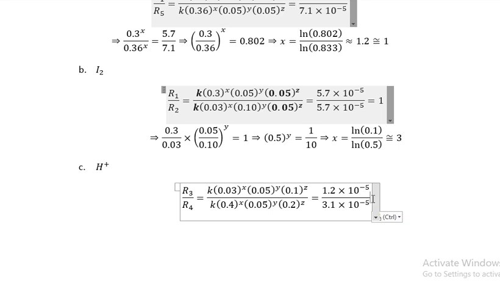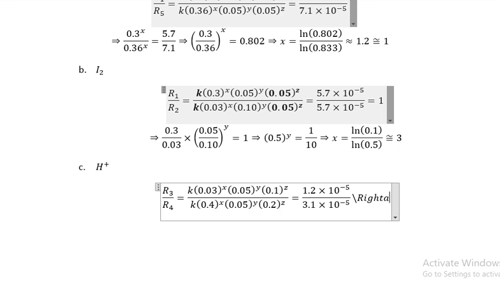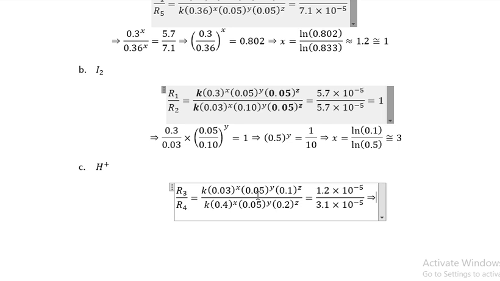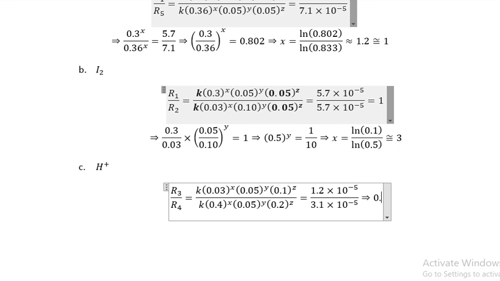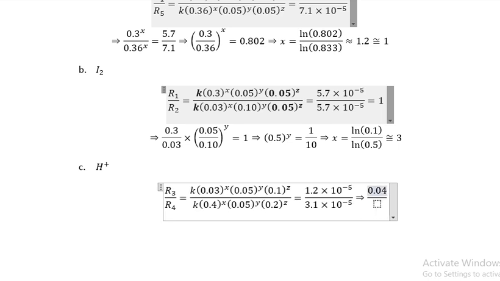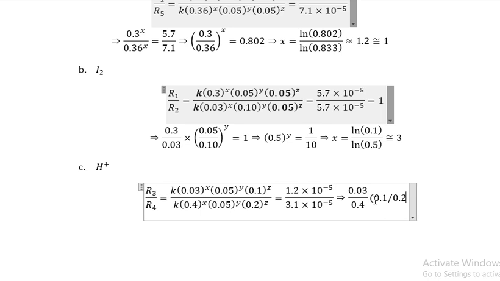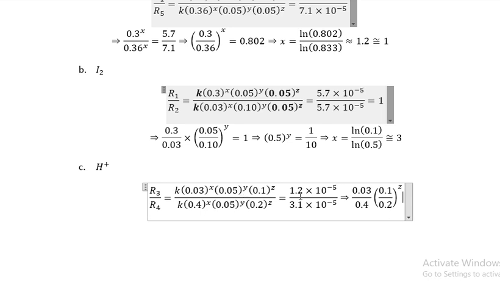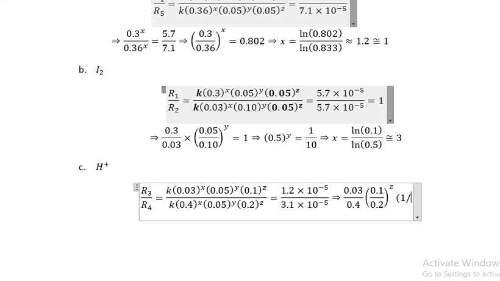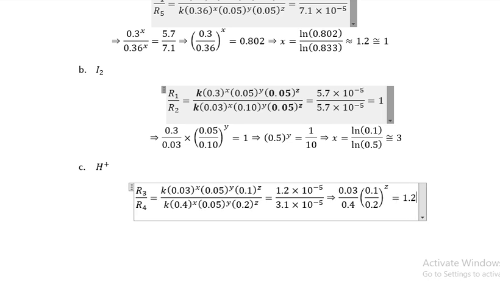So at the end of the day, what are we going to have? Now on the left hand side we are just going to replace x with 1 because we had the value already. So we are just going to have here 0.03 divided by 0.4. Now what will be left is 0.1 divided by 0.2, all that raised to the power z. Then on the right hand side we are just going to be left with 1.2 divided by 3.1.